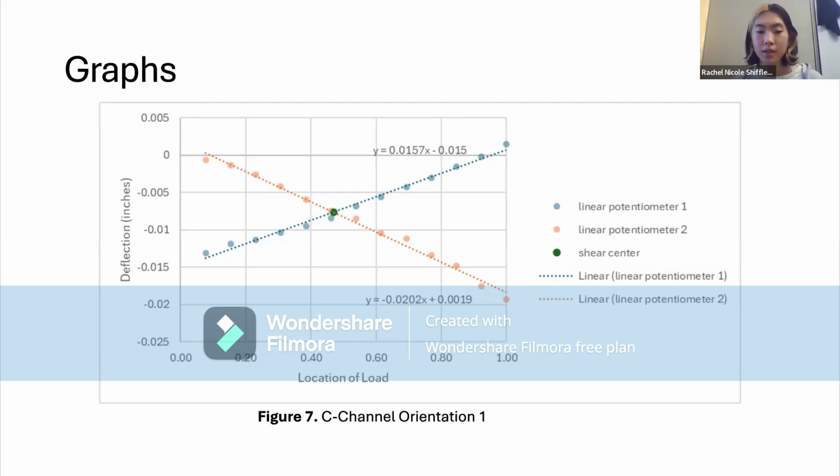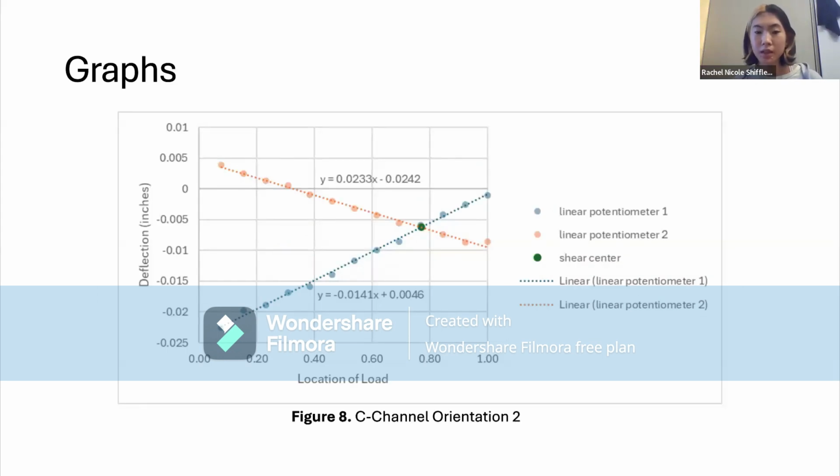As seen in the figure, the deflection recorded for potentiometer 1 increases as the location of the load moves to the right. The deflection recorded by potentiometer 2 decreases as the load moves to the right. The shear center in this orientation occurs at about 0.47 along the x-axis, which is about 0.47 inches.